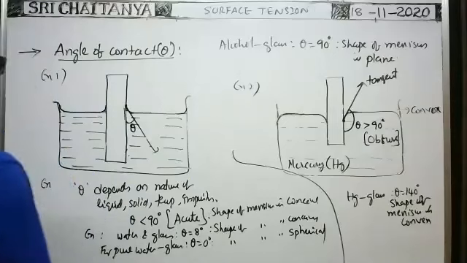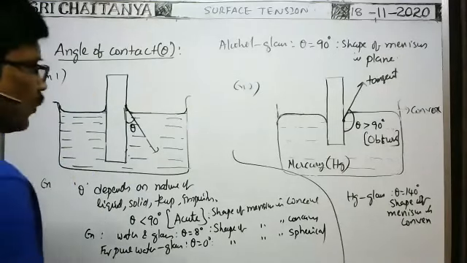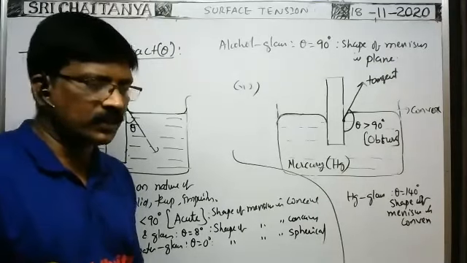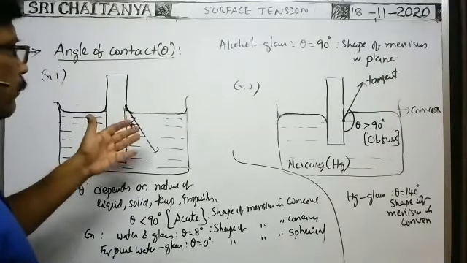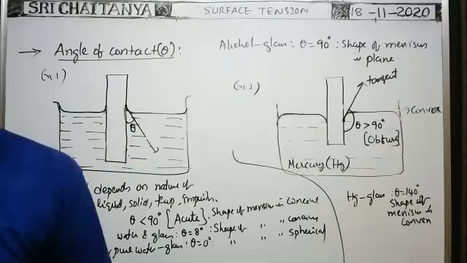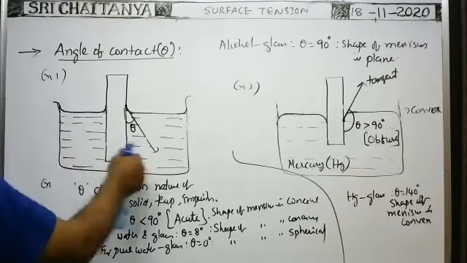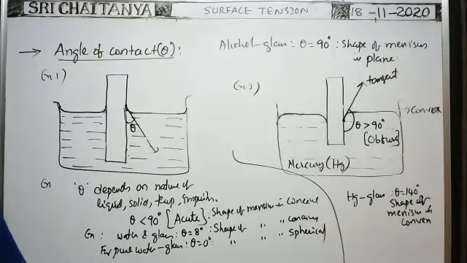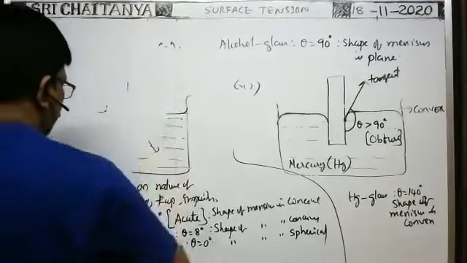Now, when temperature increases, how does the angle of contact change? How does the surface tension change? Now, how the shape of the meniscus changes with temperature, I will discuss now. So now we have to discuss the shape of the liquid meniscus. This is about angle of contact. Next, shape of the liquid meniscus.